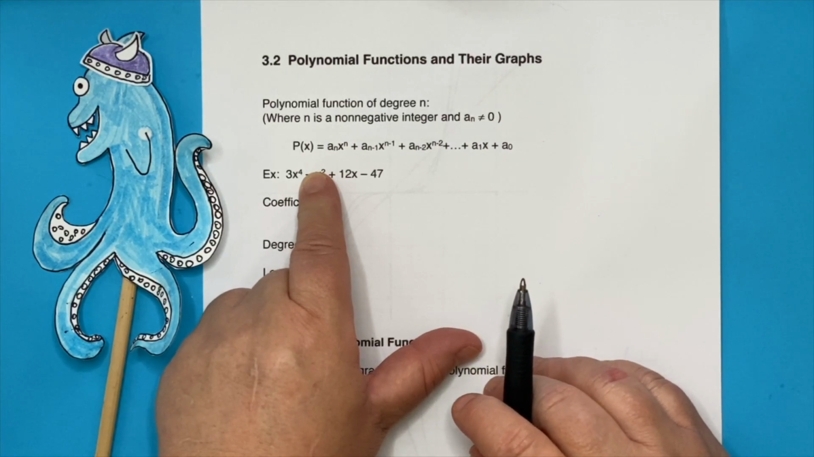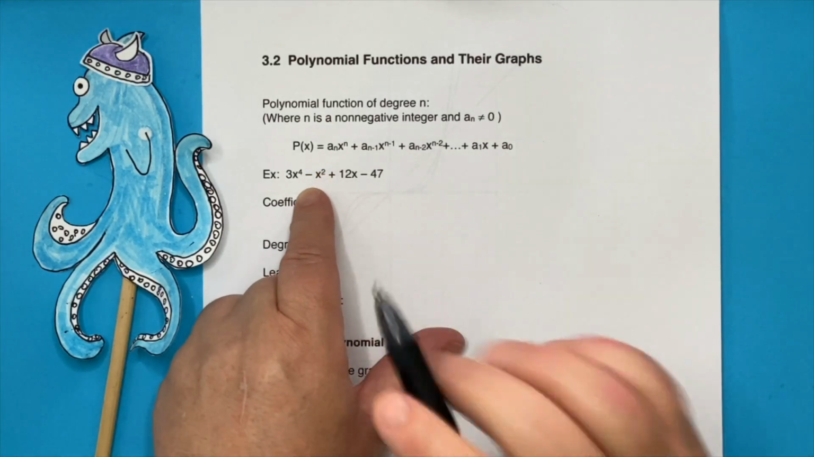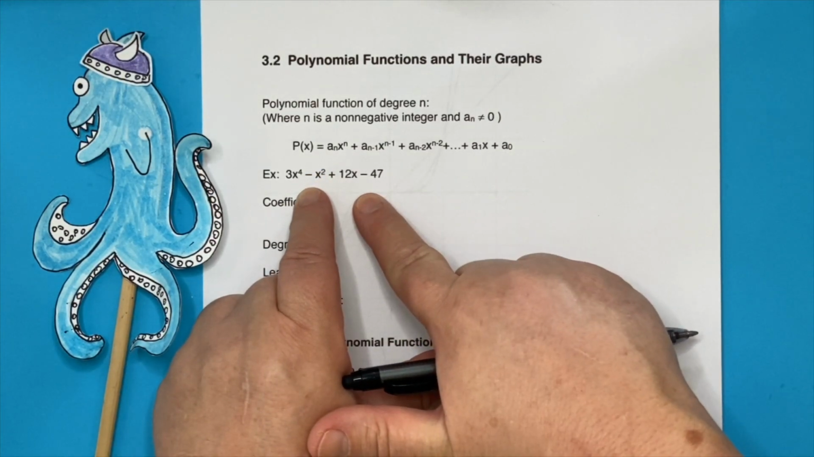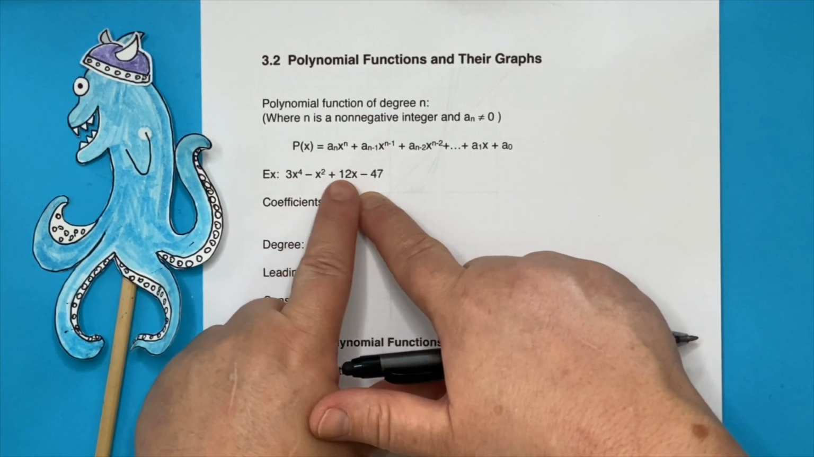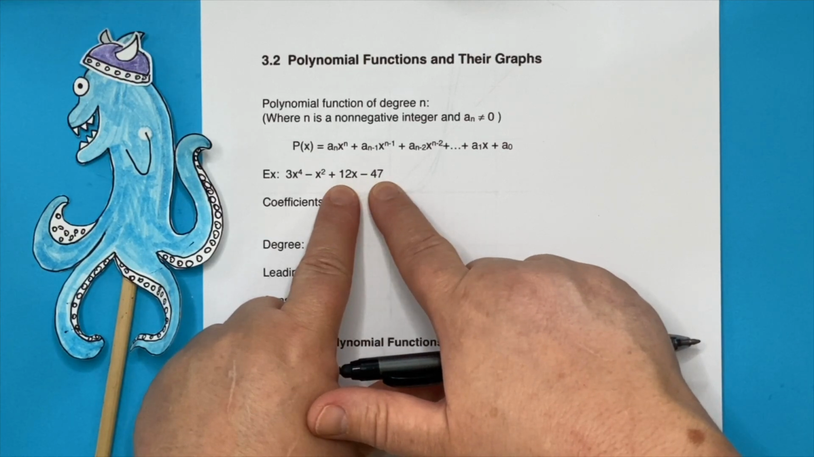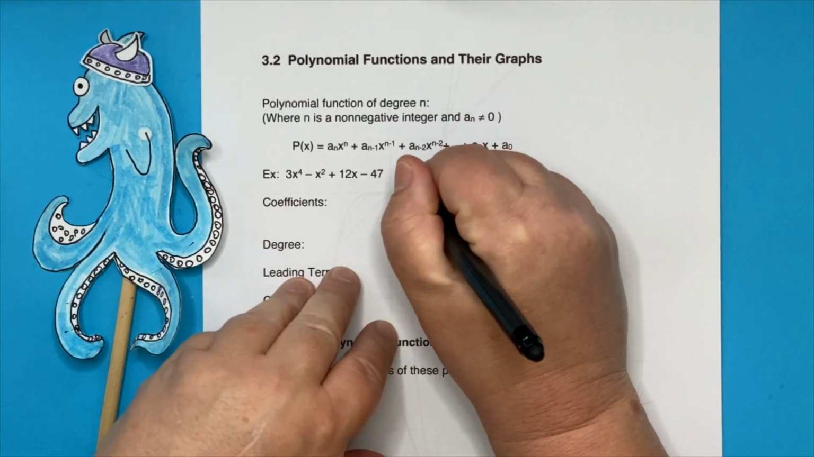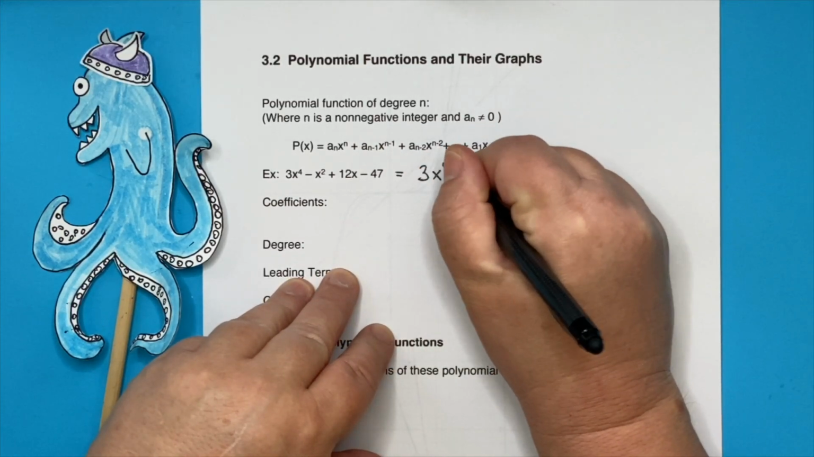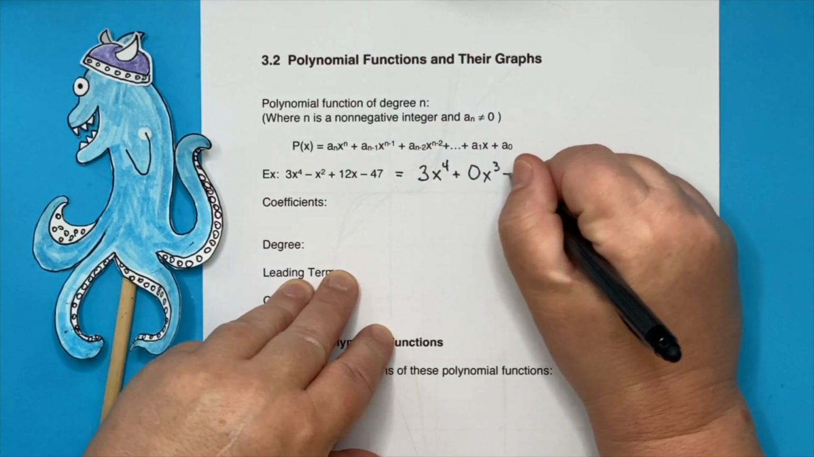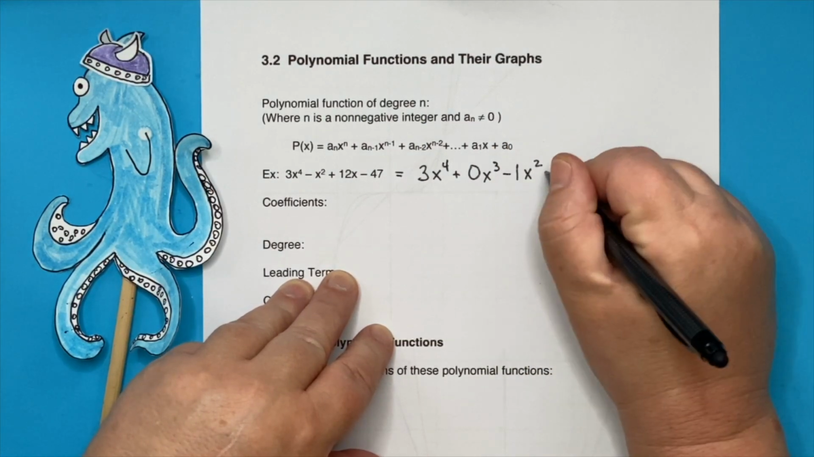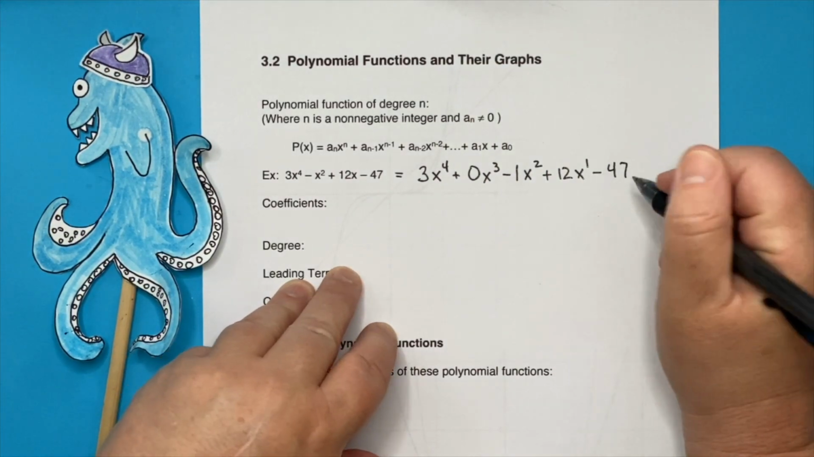And if that's a little bit gobbledygooky right now, that's okay. We will get to an example right now. So one example is 3x to the fourth minus x squared plus 12x minus 47. So I'm going to go ahead and write this out as 3x to the fourth plus 0x cubed minus 1x squared plus 12x to the first minus 47.